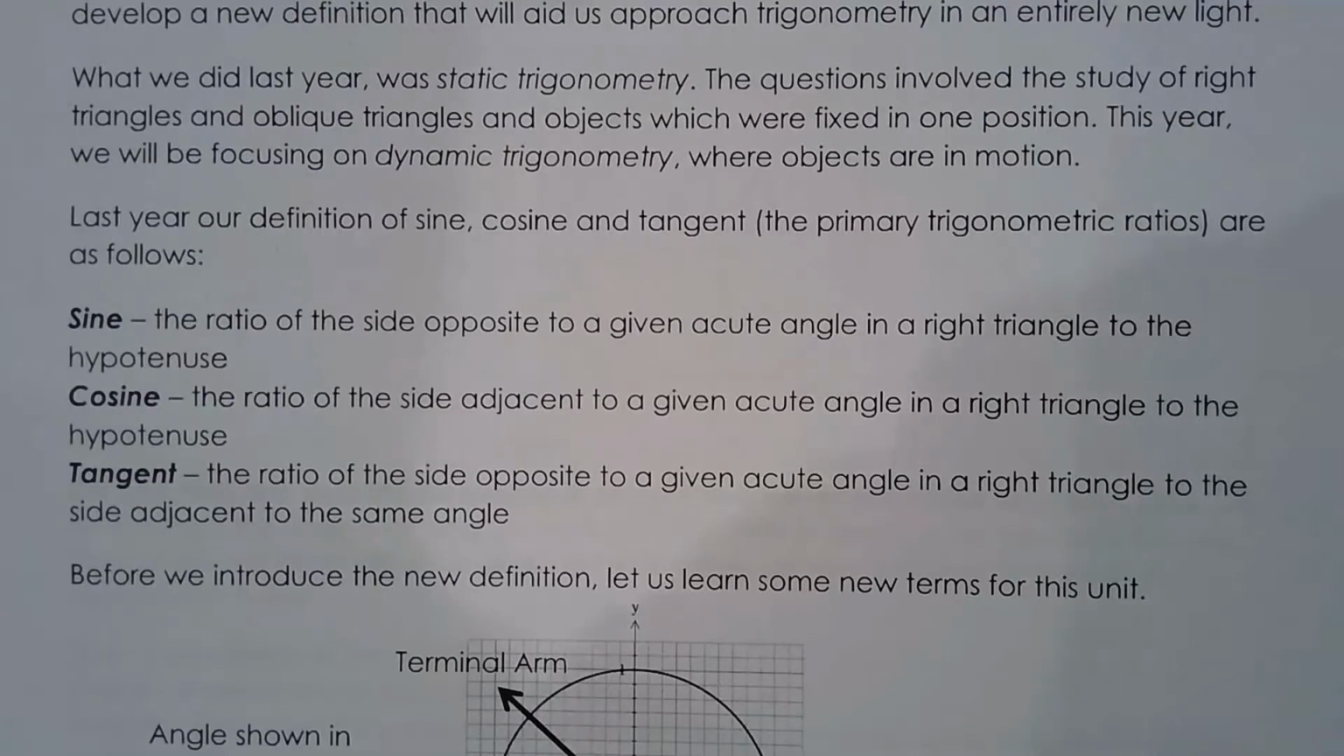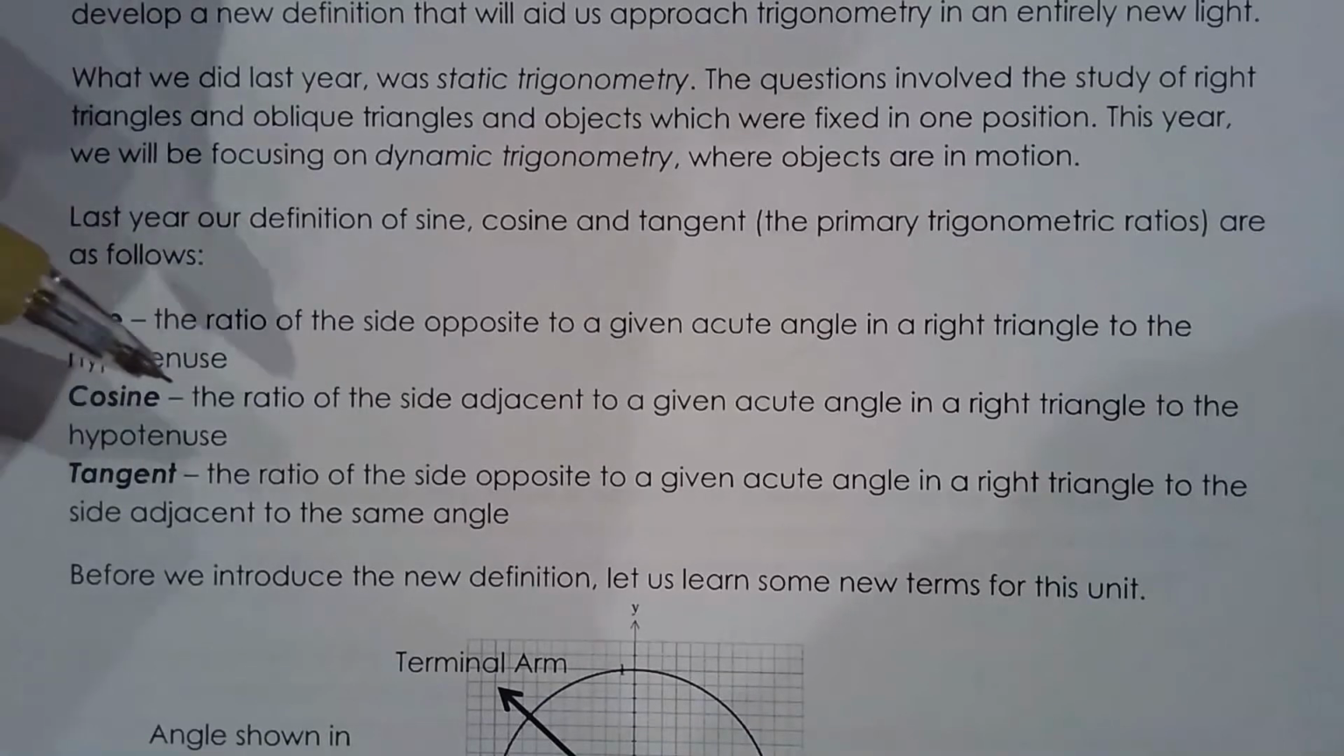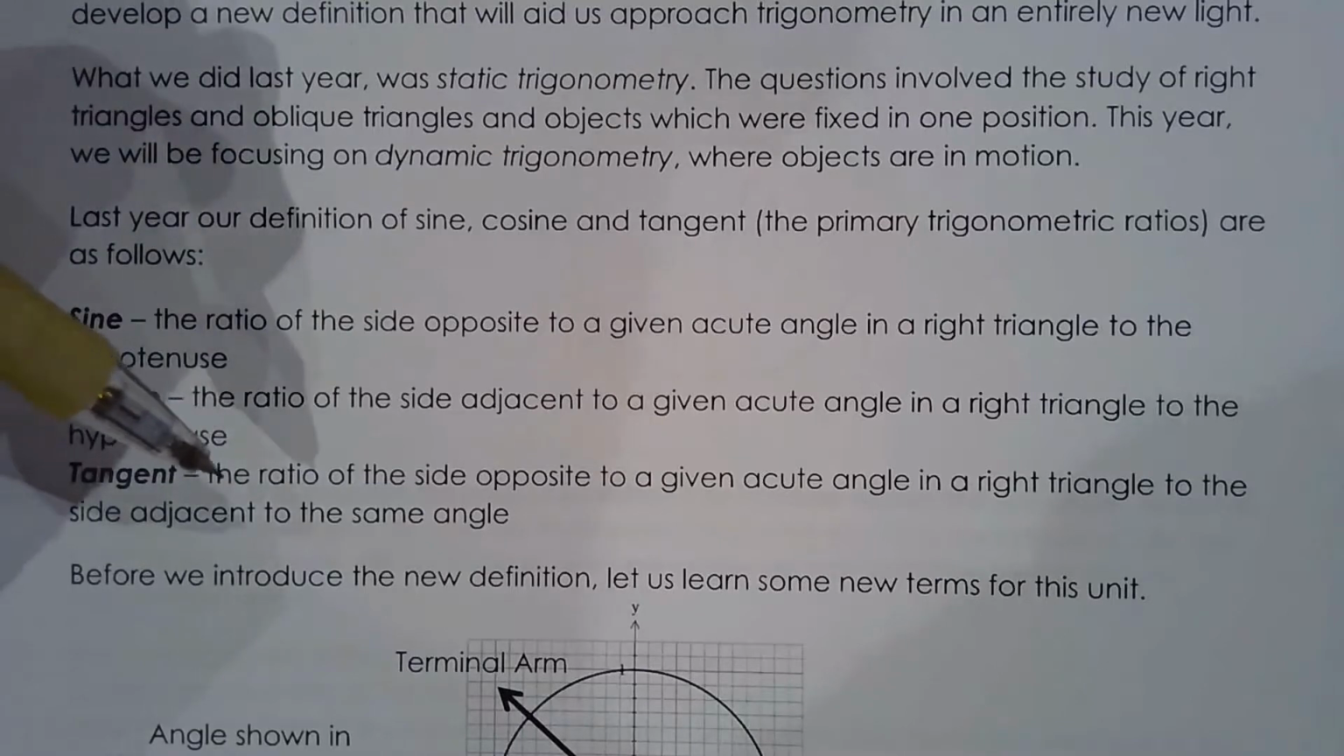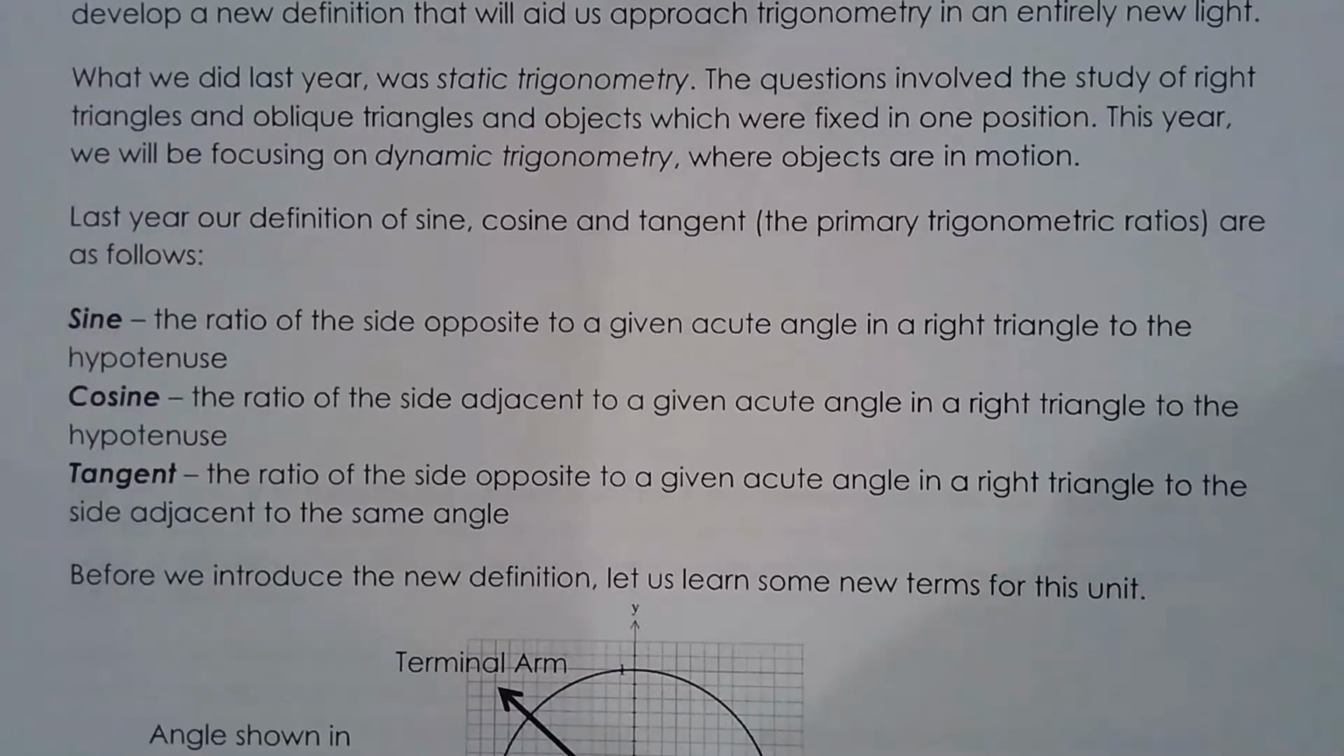And there's nothing wrong with these definitions. They make perfect sense based on what we were doing last year. So sine is defined as the ratio of the side opposite to a given acute angle in a right triangle to the hypotenuse. Cosine is the ratio of the side adjacent to a given acute angle in a right triangle to the hypotenuse. Lastly, we have tangent, which is the ratio of the side opposite to a given acute angle in a right triangle to the side adjacent to the same angle. And we would summarize this very quickly by saying SOHCAHTOA. That acronym was to help us remember the definitions of sine, cosine, and tangent.